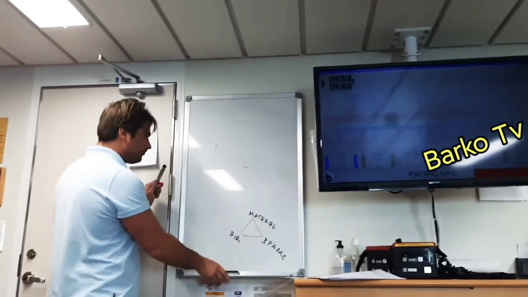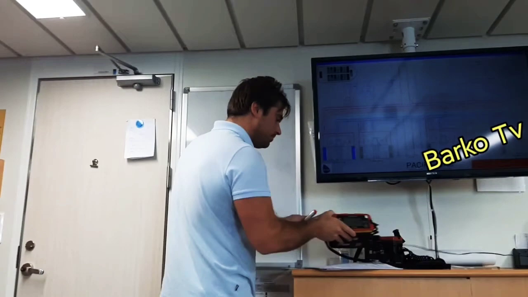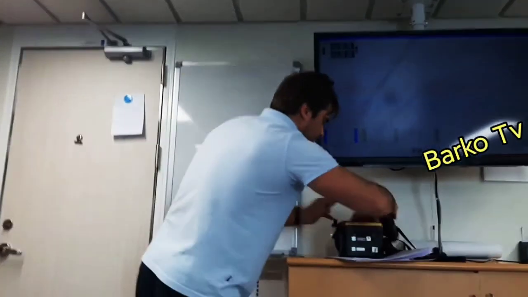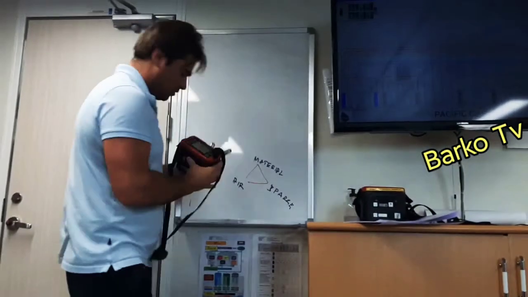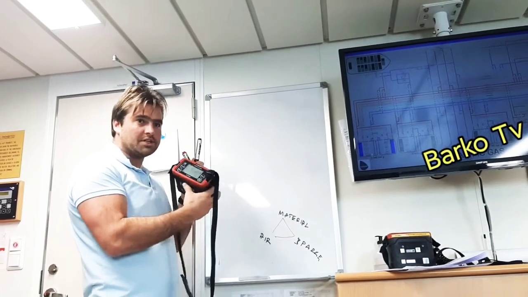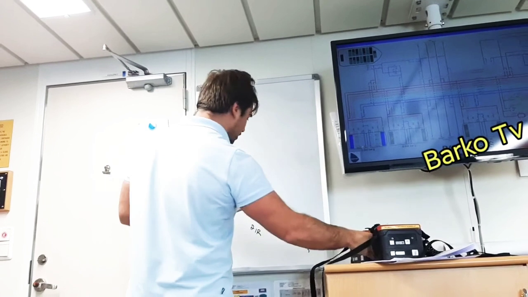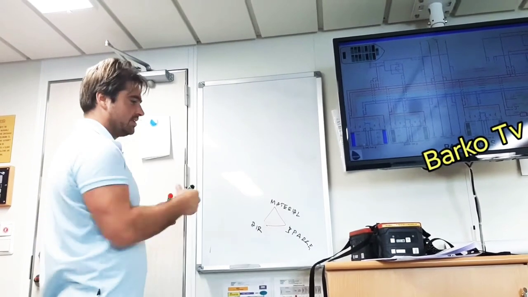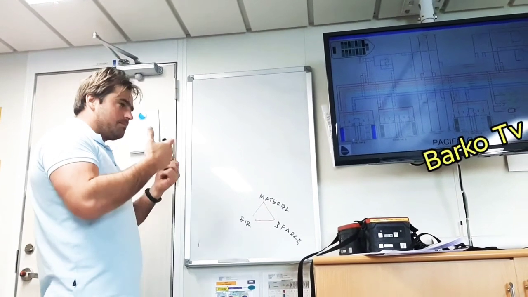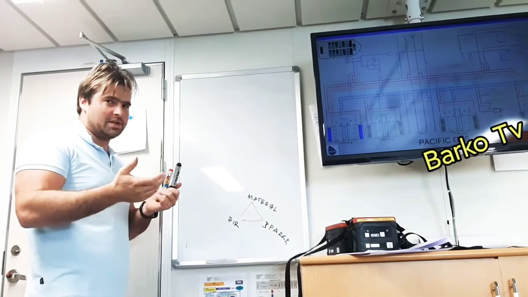So, when you are making the readings, what is this one? This is the gas detector, a GX8000. What is this device doing? Measuring the oxygen and measuring the flammability.